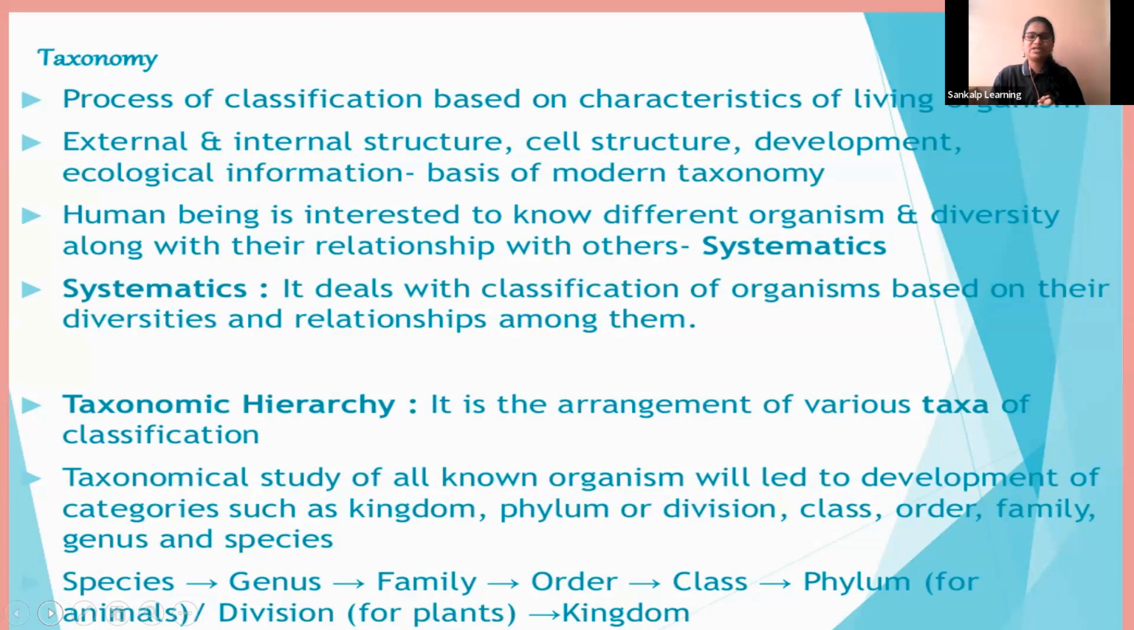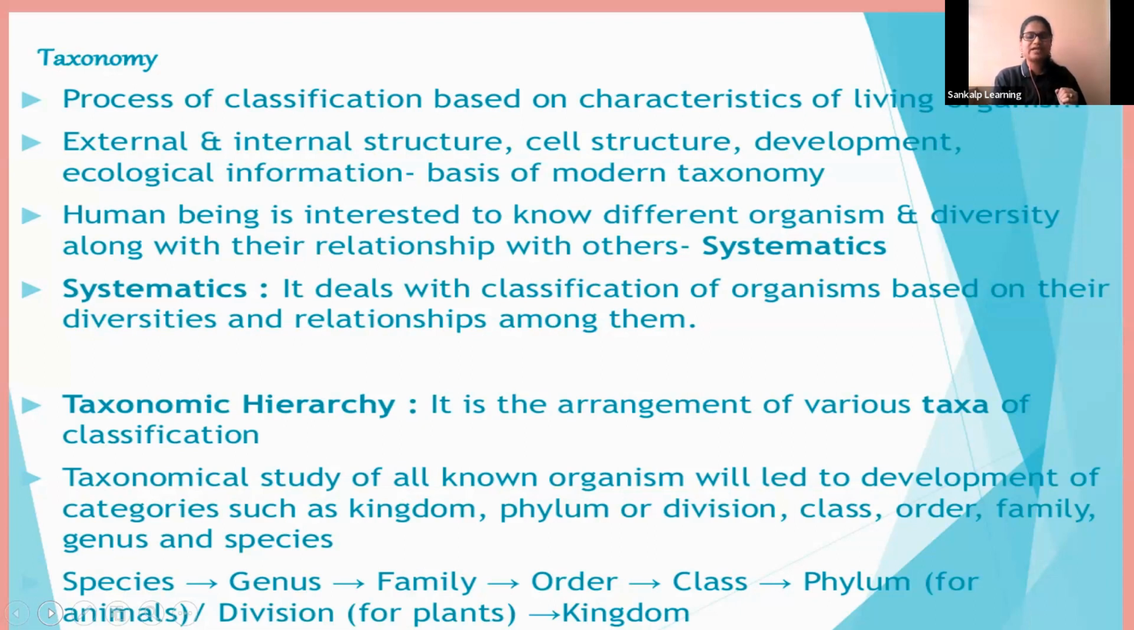Development of ecological information, how it developed in a particular environment. Human beings are interested to know different organisms and their diversity along with their relationship with others. It is called systematics. Systematics deals with classification of organisms based on the diversities and relationship of that organism among the other living organisms around it.